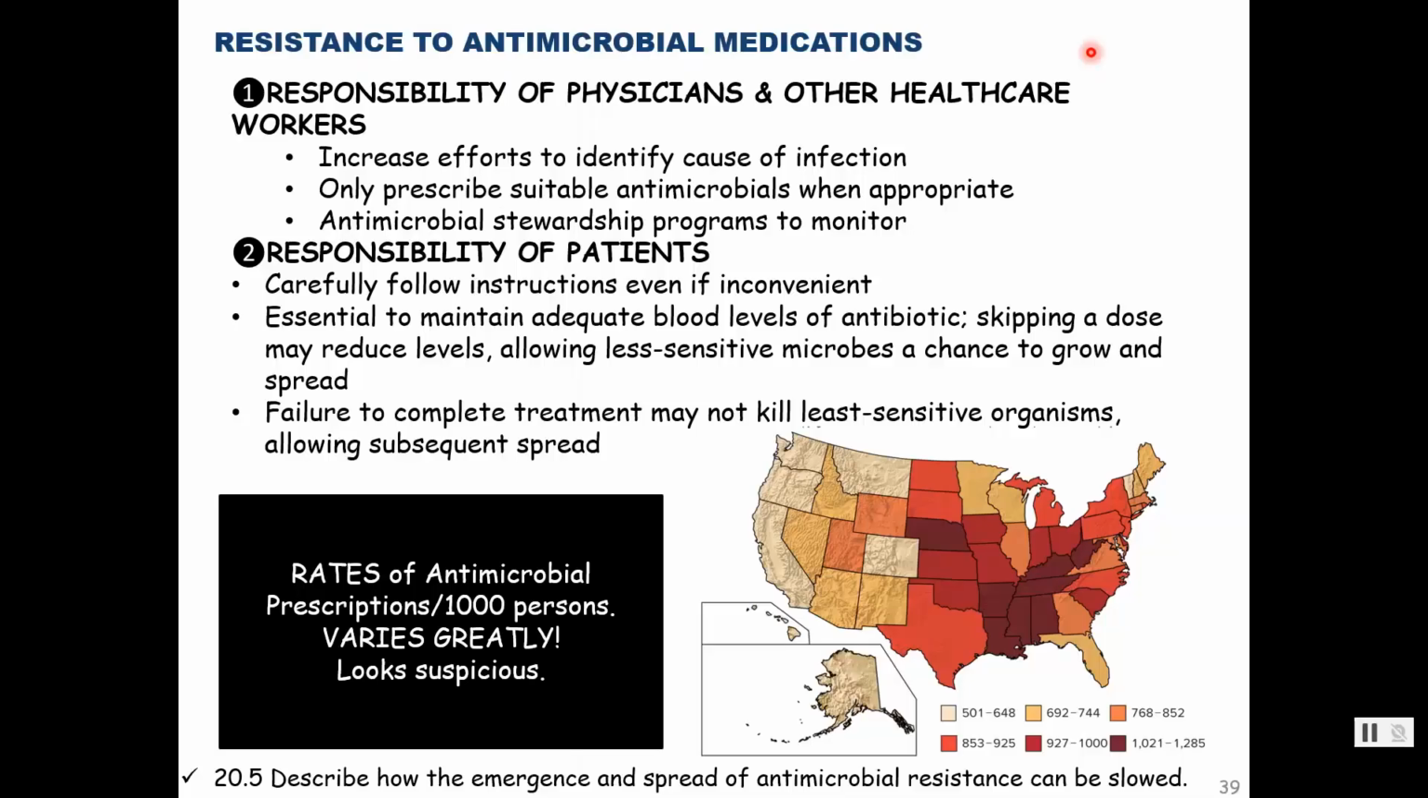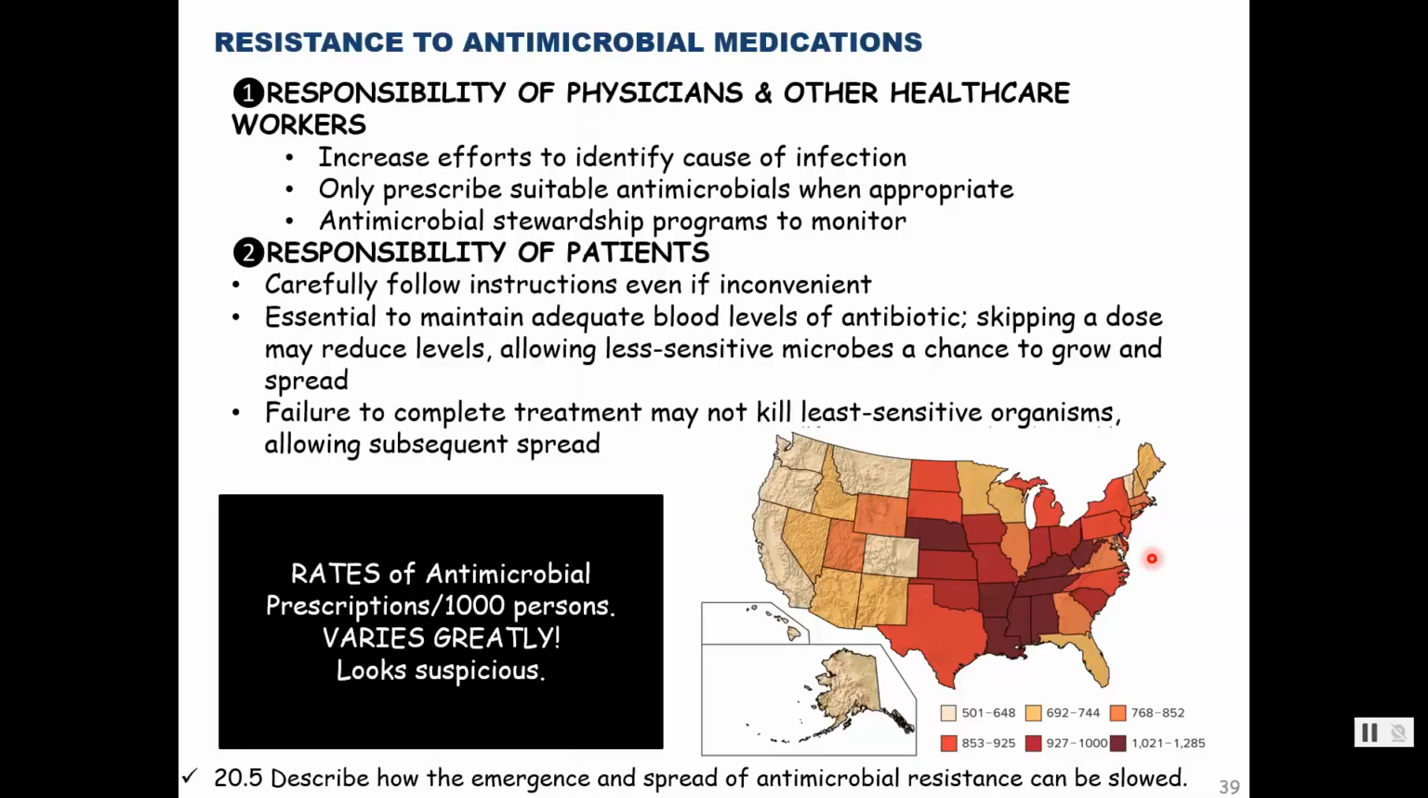So let's look at the four ways to slow the spread of antimicrobial resistance. The big thing is responsibility of physicians and other healthcare workers. Increase efforts to identify the cause of an infection. Stop prescribing antibiotics for viral infections. So only prescribe them when appropriate.